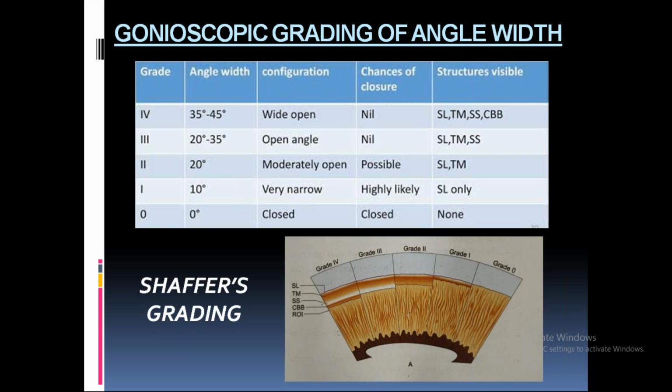Grade 2 is 20 degrees, moderately narrow. Chance of closure is possible. Structures visible are Schwalbe's line and only the trabecular meshwork. Scleral spur and ciliary body band are not visible. Grade 1 is 10 degrees angle width. Configuration is very narrow. Chance of closure is highly possible. Only Schwalbe's line is visible. Trabecular meshwork, scleral spur, and ciliary body band are not visible. Grade 0 is a closed angle. This is already a closed angle, and no structures are visible. This is Shaffer's grading.